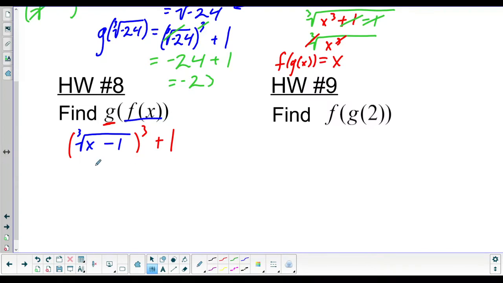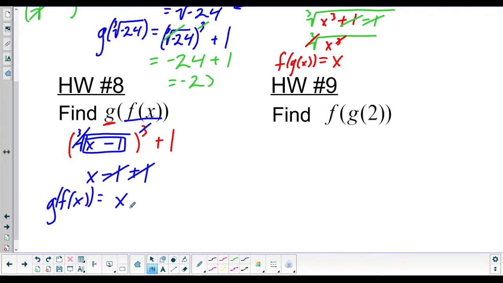Now we're going to simplify this. So the cube root cancels the cubed, and we get just whatever's inside the cube root. So this is going to turn into x minus 1 plus 1. Negative 1 plus 1 cancels each other out because it's 0, and we're left with just x again. So g of f of x is equal to x, and that's again because they're inverses.